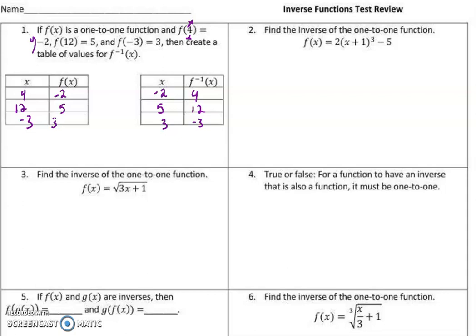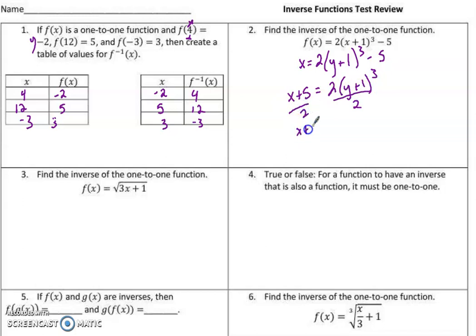Number 2, find the inverse of the 1-to-1 function. Okay, step number 1, swap the x and the y. So x equals 2 times (y plus 1) cubed minus 5. And now we need to isolate our y. First thing I'm going to do is add 5 to both sides. So x plus 5 equals 2 times (y plus 1) cubed. I need to divide both sides by 2.